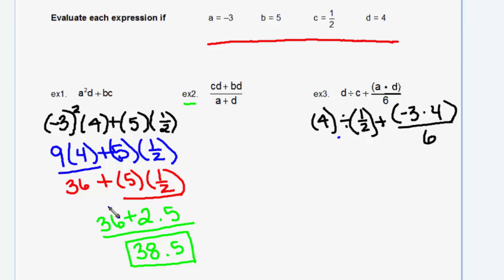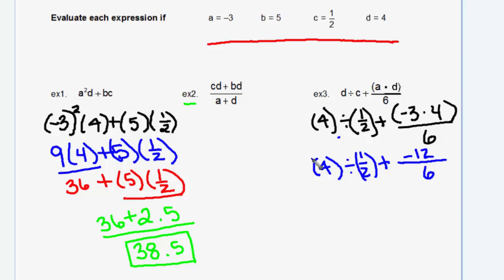So I've replaced all the variables with numbers, and now I'm going to follow order of operations, so PEMDAS. So I'm going to start with anything I can simplify within parentheses. So here I see I can simplify this -3 times 4. So I'm going to rewrite everything up until that point. So I have 4 divided by a half plus, now if I simplify what's up here in parentheses, -3 times 4 gives me -12 over 6.